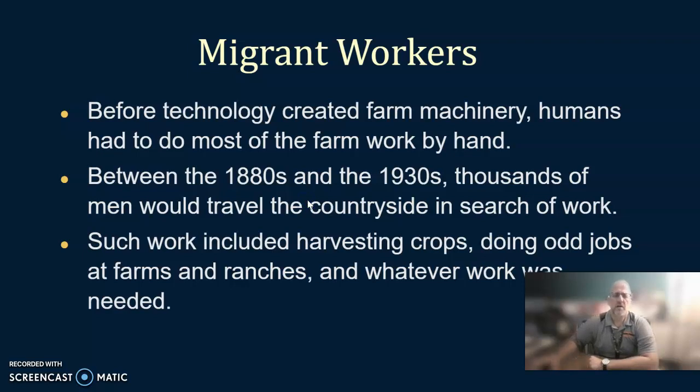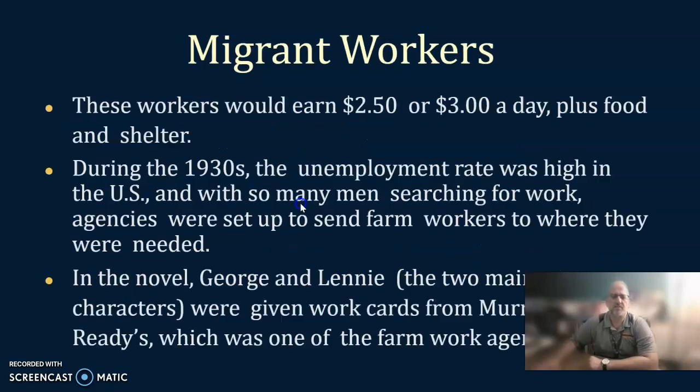Okay, migrant workers. Before technology created farm machinery, humans had to do most of the farm work by hand. Between the 1880s and the 1930s, thousands of men would travel the countryside in search of work. Such work included harvesting crops, doing odd jobs at farms and ranches, and whatever work was needed. These workers would earn $2.50 or $3 a day plus food and shelter. During the 1930s, the unemployment rate was high in the U.S., and with so many men searching for work, agencies were set up to send farm workers to where they were needed. In the novel, George and Lennie, the two main characters, were given work cards from Murray and Ready's, which was one of the farm work agencies.